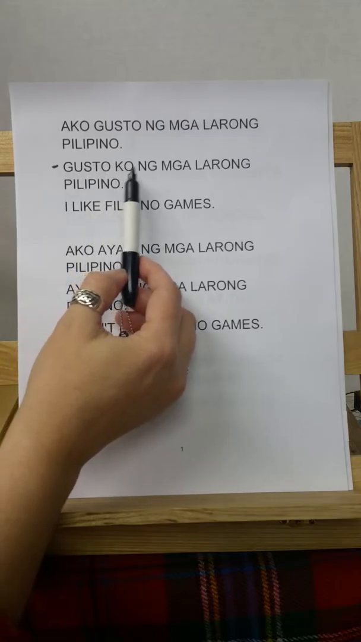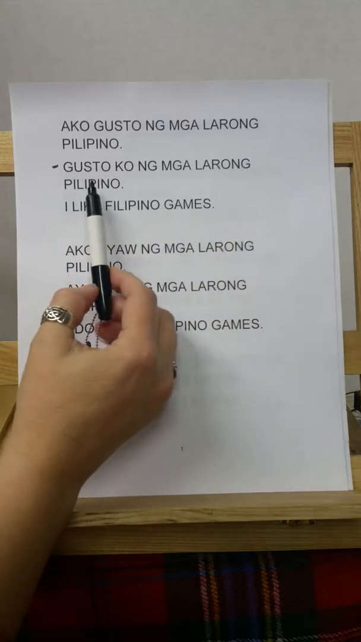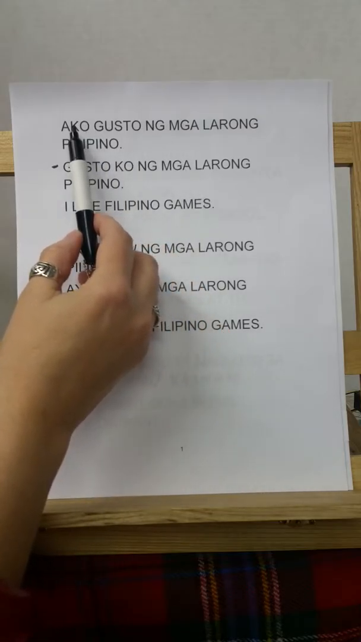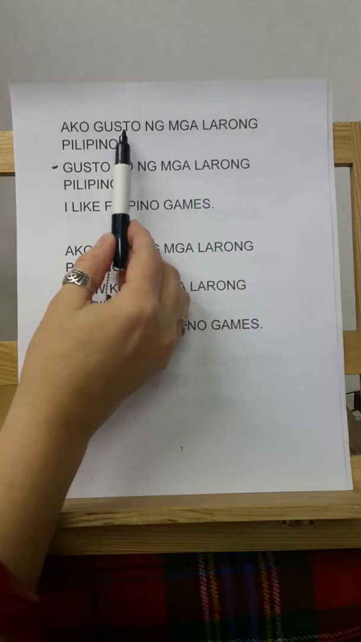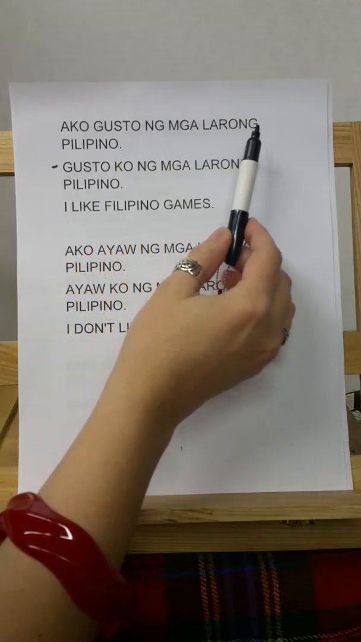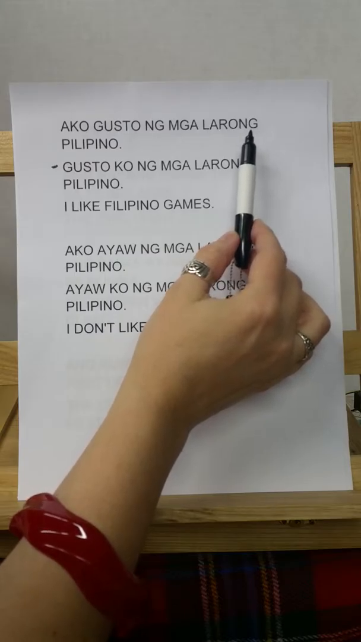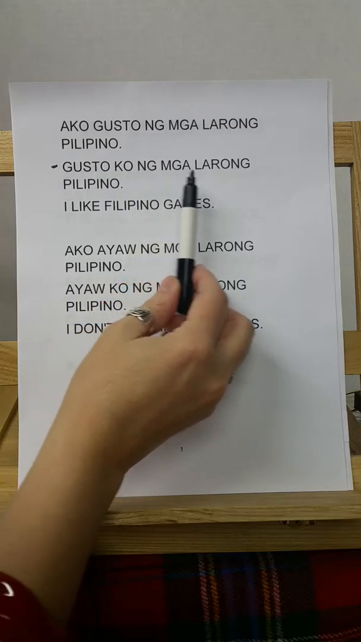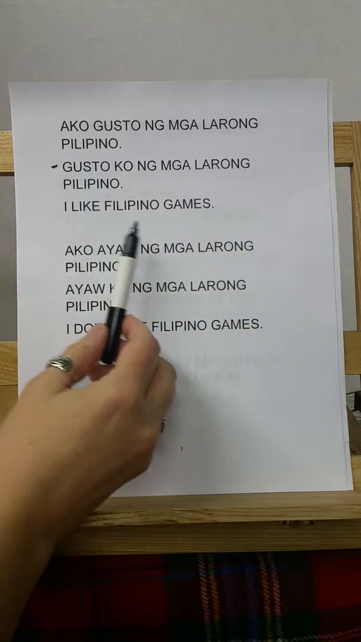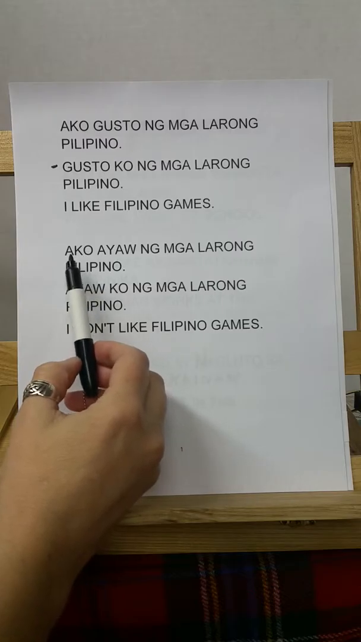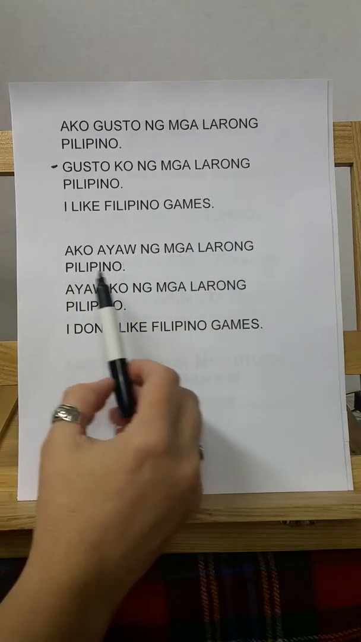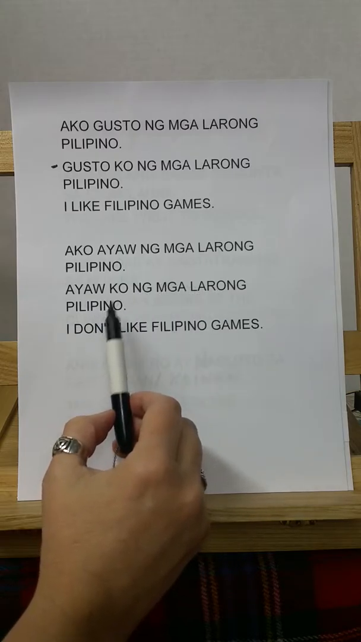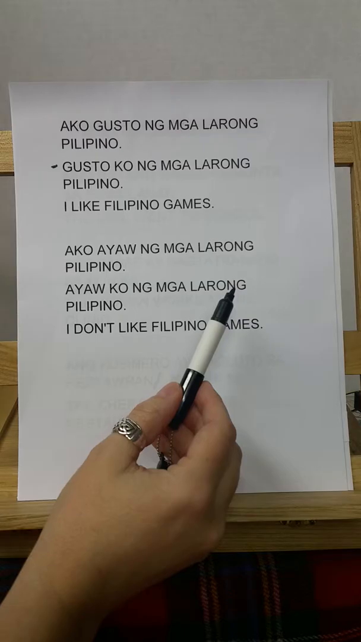So, gusto ko ang mga larong Pilipino. I like Filipino games. Ako is I. Gusto is the verb. Nang mga larong is games. Filipino games. Or gusto ko ng mga larong Filipino. I like Filipino games. Ako ayaw ng mga larong Filipino. Or ayaw ko ng mga larong Filipino. So ayaw is I don't like.